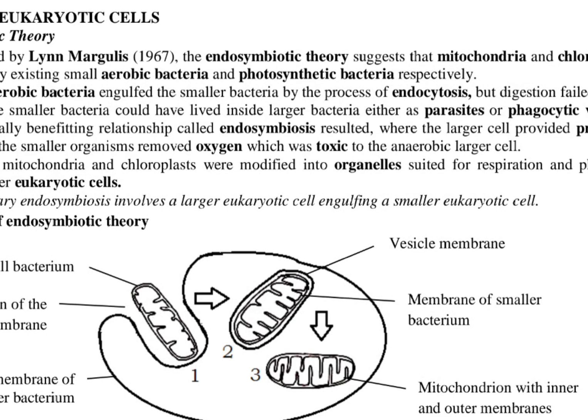Now, when you look at the endosymbiotic theory as proposed by this lady in 1967, it suggests that mitochondria and the chloroplasts were once separately existing small microorganisms, the aerobic bacteria and the photosynthetic bacteria. There were two types of bacteria, the big bacteria and the small bacteria. The big bacteria was moving around, and it came across this aerobic bacteria that could easily carry out its own metabolism and produce energy. It engulfed it.